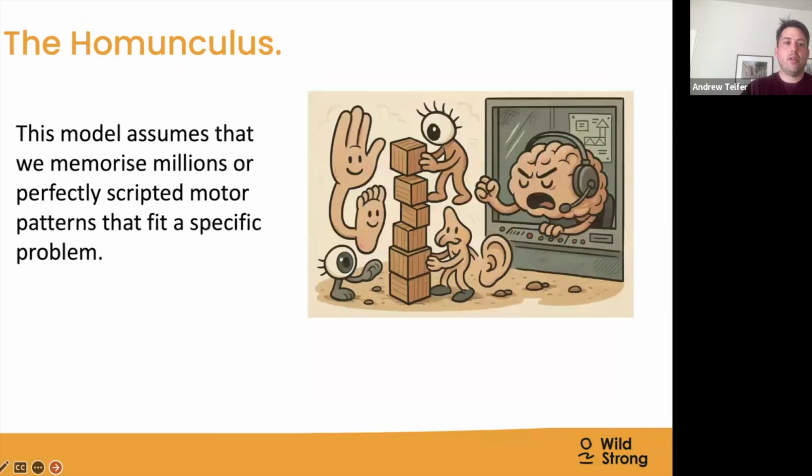Part of this model sort of assumes that the way we learn how to move is that we memorize millions and millions and millions of perfectly scripted motor patterns that fit a specific problem. So, like, if I'm going to learn how to walk up a step, I have my walking up a step motor pattern. If I learn how to catch a ball, then I have my catching a ball motor pattern. And you can see that this model gets really unwieldy really quickly.